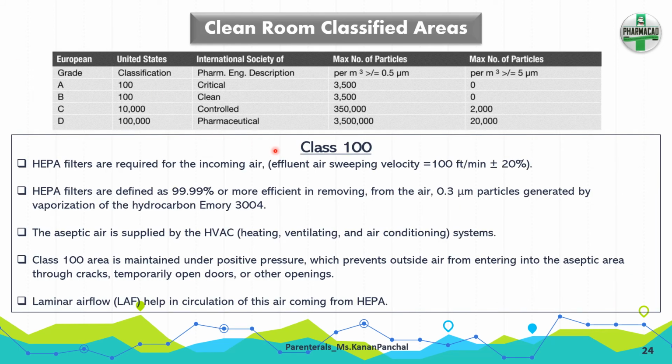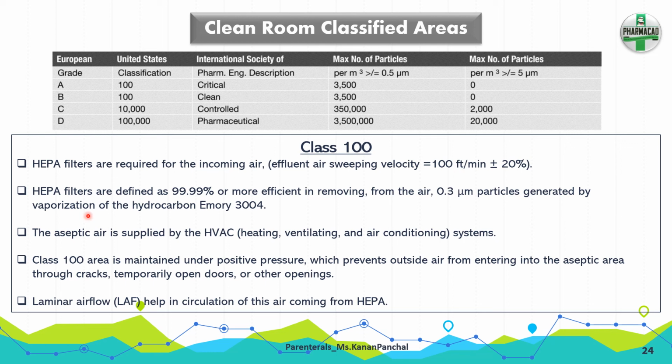Now to achieve the standards of a class 100 room, there are certain protocols which are to be followed. The first is that the air which enters into the class 100 room has to be filtered by the HEPA filters. HEPA filters are high efficiency particulate air filters. Now the incoming air from these filters has a sweeping velocity of 100 feet per minute. So this is the speed of the air and it is pretty uniform.